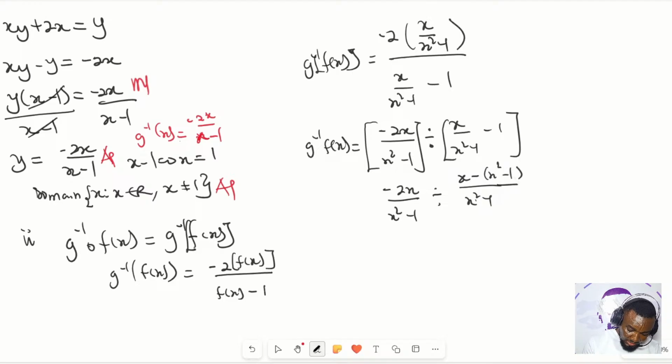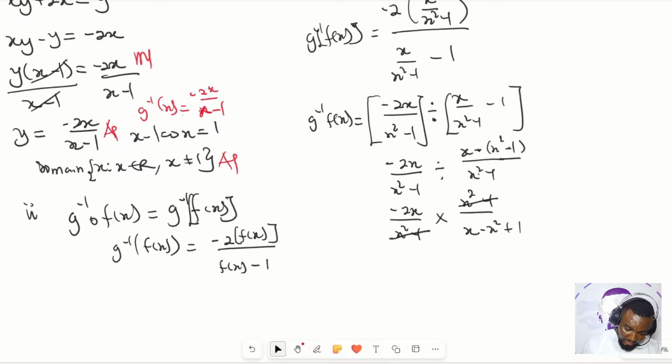So division, we can change it to multiplication. I have minus 2x all over x squared minus 1 multiplying x squared minus 1 all over x. The negative affects the x squared, so it becomes minus x squared. Negative negative becomes positive what? 1. So x squared minus 1 will cancel x squared minus 1. Then we have our J inverse of f of x equal to negative 2x all over x minus x squared plus 1.